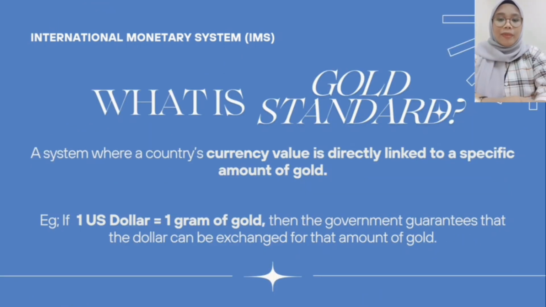Gold standard, a system where a country's currency value is directly linked to a specific amount of gold. For example, $1 is equal to 1 gram of gold. Then the government guarantees that the dollar can be exchanged for that amount of gold.